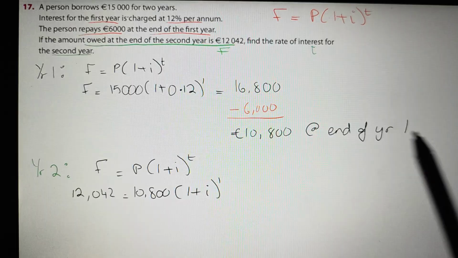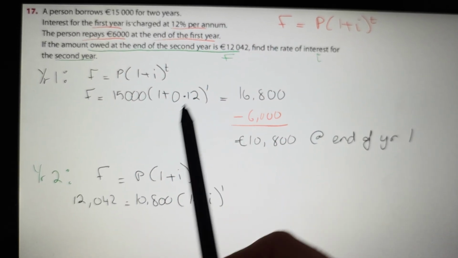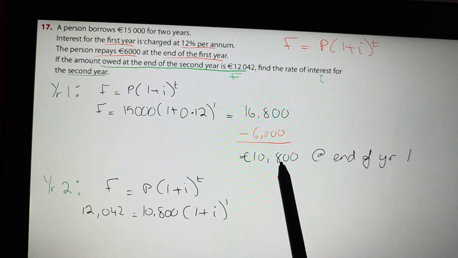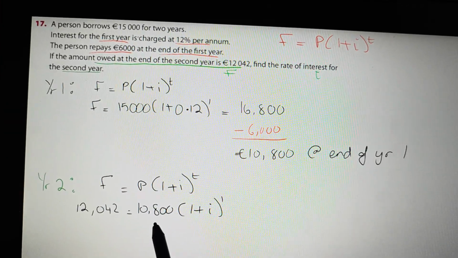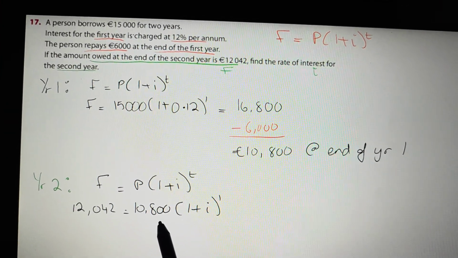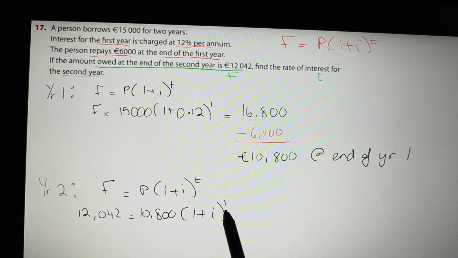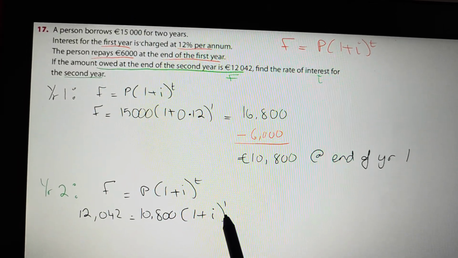Sub in what I know. The final value at the end of year 2 was €12,042. The principal amount that I owed at the start of year 2 was €10,800, multiplied by 1 plus I, which I do not know. That's what I'm trying to find. And it's just for year 2, which is a power of 1 year.